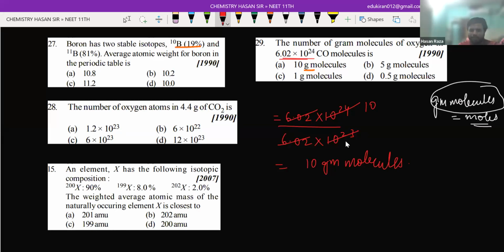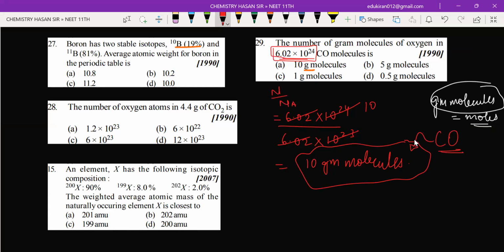Okay, now see, you know how to calculate number of moles, right? Yes or no? Yes, sir. Given number of particles upon Avogadro number. So this is the number of gram molecules of CO, because the number we used is the molecules of CO. So we calculated gram molecules of CO. Yes or no? Yes, sir. Are you getting my point? Yes, sir.